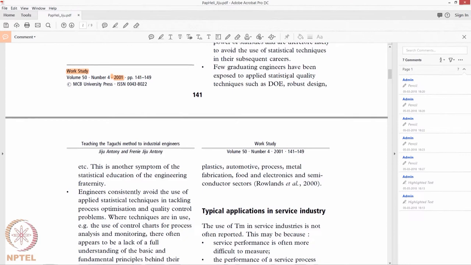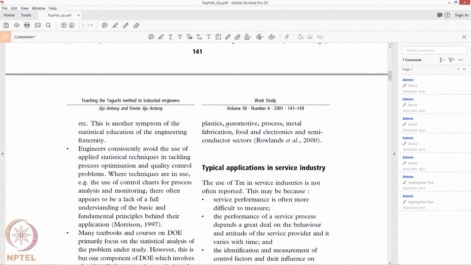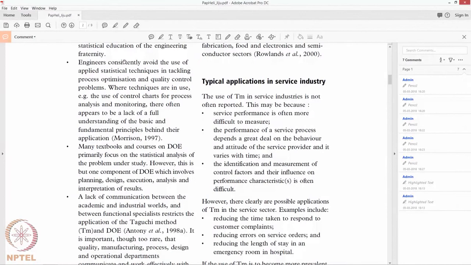Sometimes these graduating engineers are exposed to techniques such as design of experiment, robust design, etc. But that is just a part of it. Engineers consistently avoid using these applied statistical techniques.